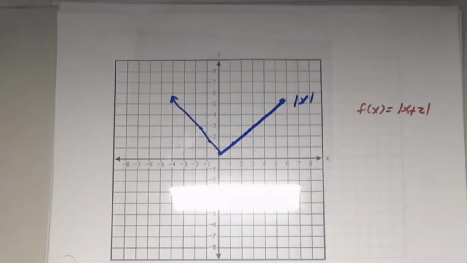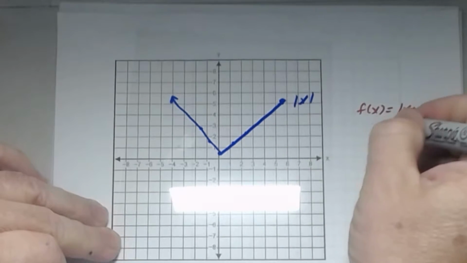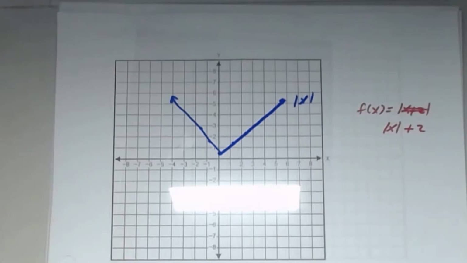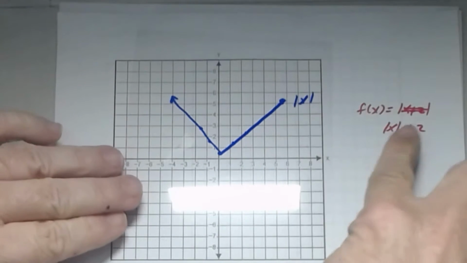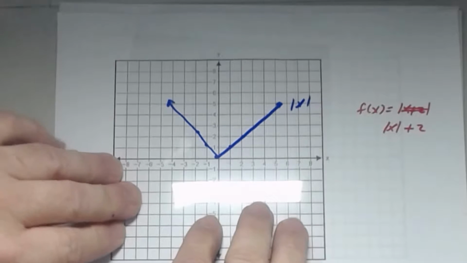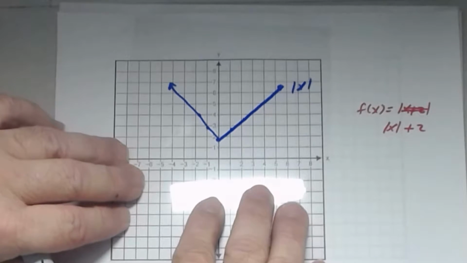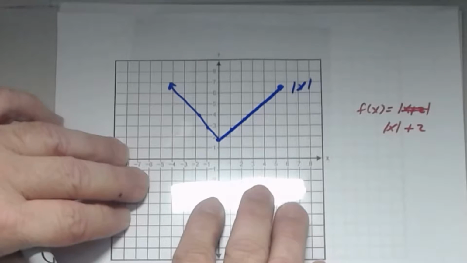All right. So what does this tell me to do to this? Shift everything up 2. So 1, 2. So that's what the graph should look like. Y'all agree? Mm-hmm. All right.